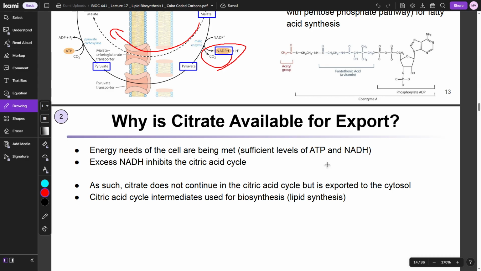What's going on? With that in mind, basically what's going to happen is, if you have high levels of energy, like high levels of ATP and NADH, these will inhibit a lot of these enzymes, and so therefore this citrate kind of just gets stuck. And you can't really use the citrate.